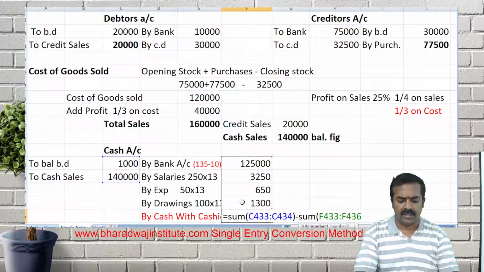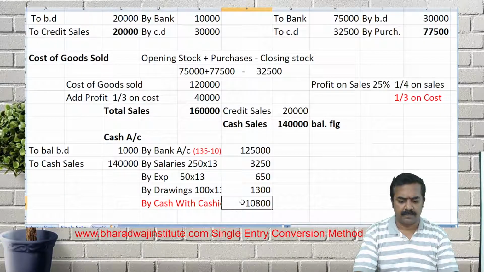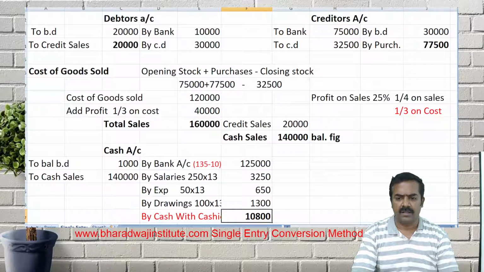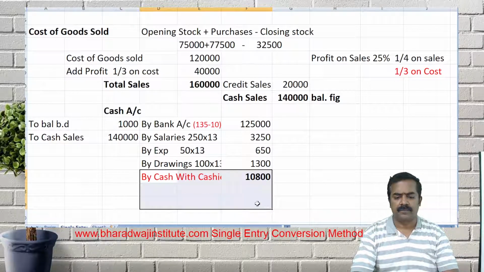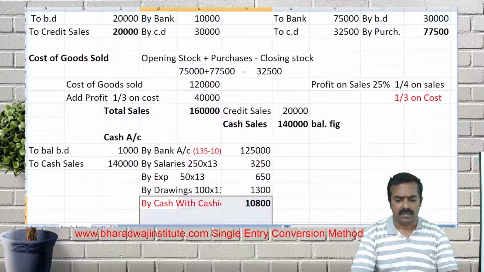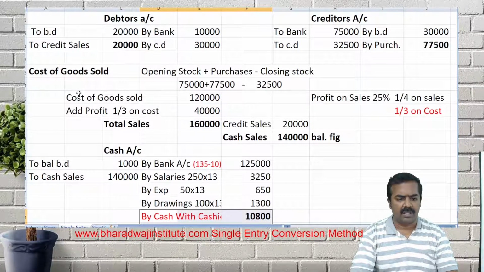As I told you earlier, there are two assumptions you can make for this. What are the two assumptions? Maybe we can take it as a loss in the P&L account, or assume that it is recoverable from the cashier.